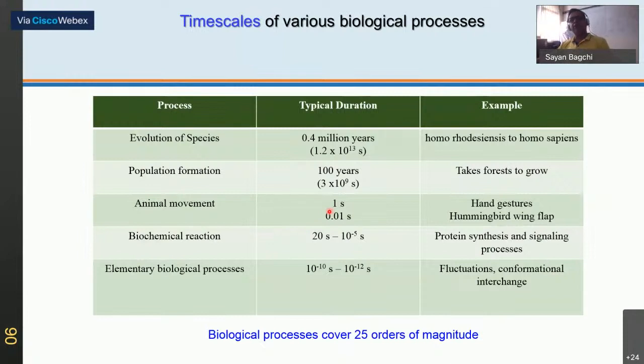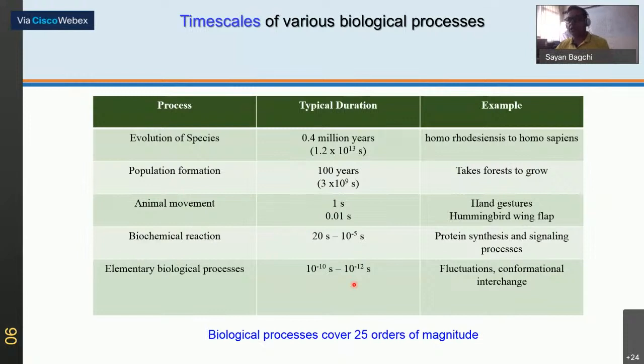Now, if you think about an enzymatic reaction or a biochemical reaction, that happens from seconds to 10 to the power minus 5 seconds. So now we are going to 10 to the power negative. We can think about the signaling processes, the protein synthesis. And if we go to even more elementary biological processes, we go to picosecond, nanosecond, or even femtosecond processes, and these involve the fluctuations, the conformational changes, the two states in a protein that keep interchanging.